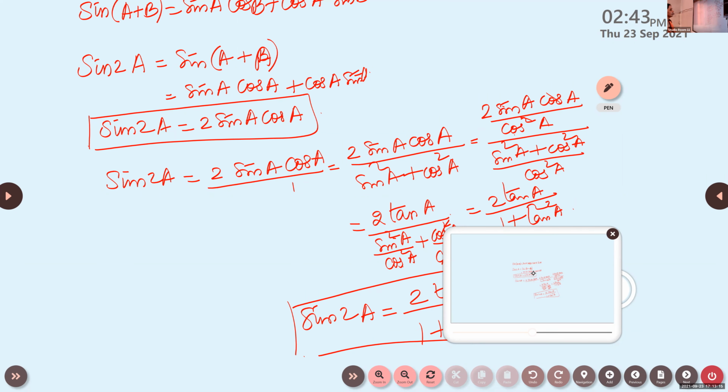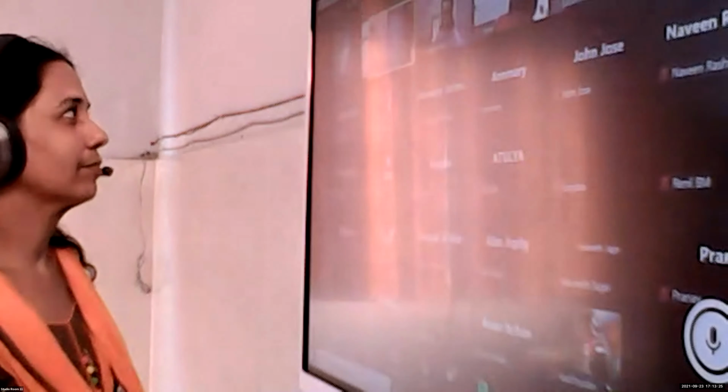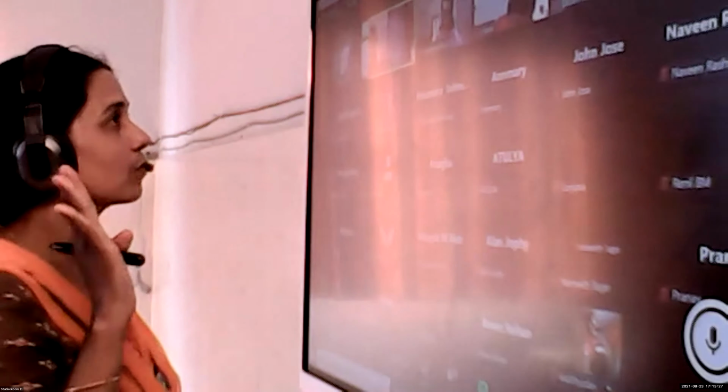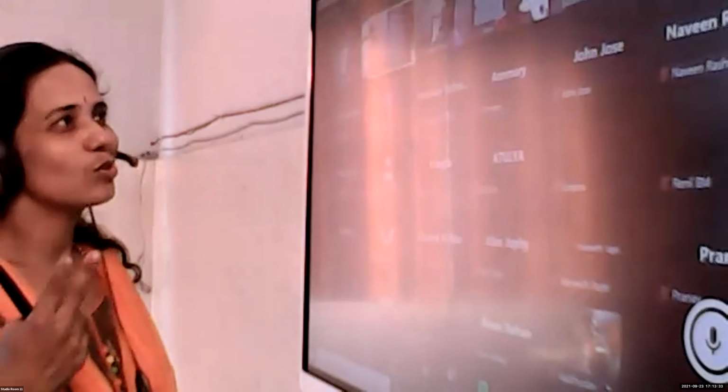Okay, children. So sine 2A we derived. Try in the same manner to find out what is cos 2A. For cos 2A we will be learning 4 formulas. You try to derive at least 1 or 2 formulas.